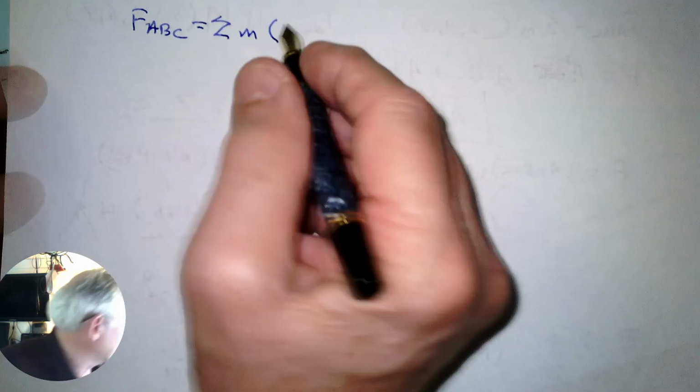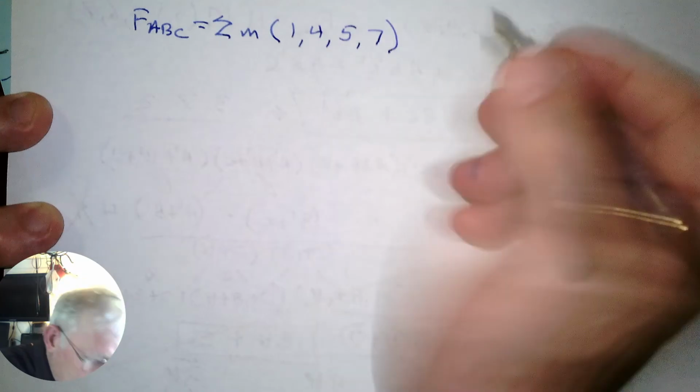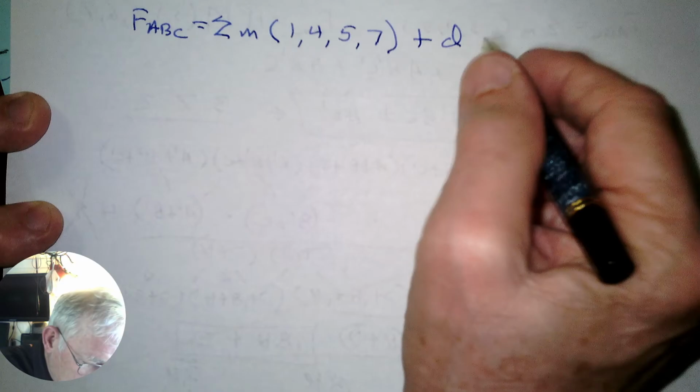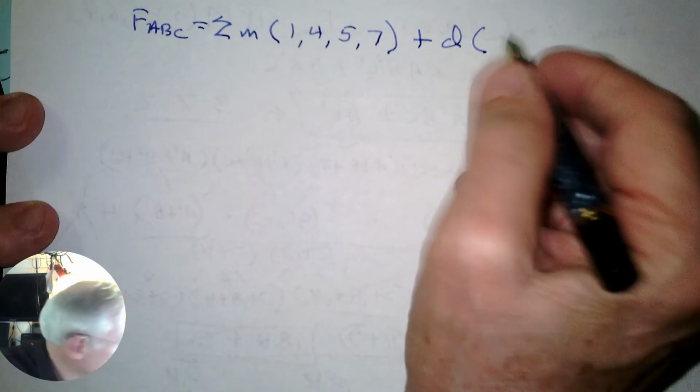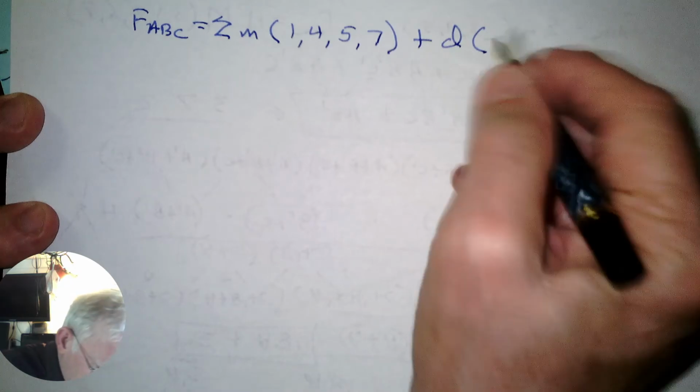So it's f of ABC equals the sum of the little m's, and I think I said it's 1, 4, 5, 7. And then what about the don't care? Well, we do plus the don't care, the little d, and in this case, we put 3.